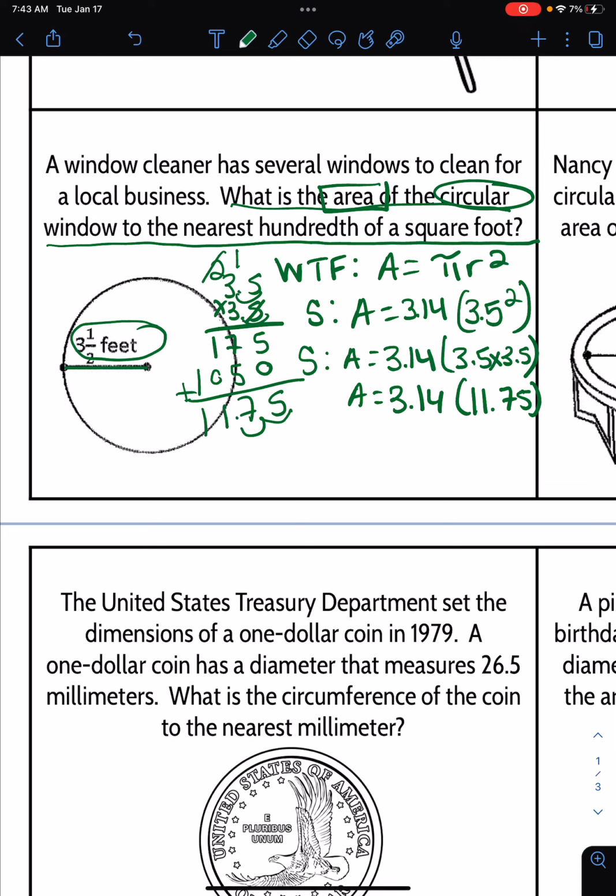Okay? So go ahead and finish multiplying that out. When you do multiply it, I would put the 11.75 on top and the 3.14 at the bottom. Because when you're multiplying, you always want to put the number with the most digits on top. All right?